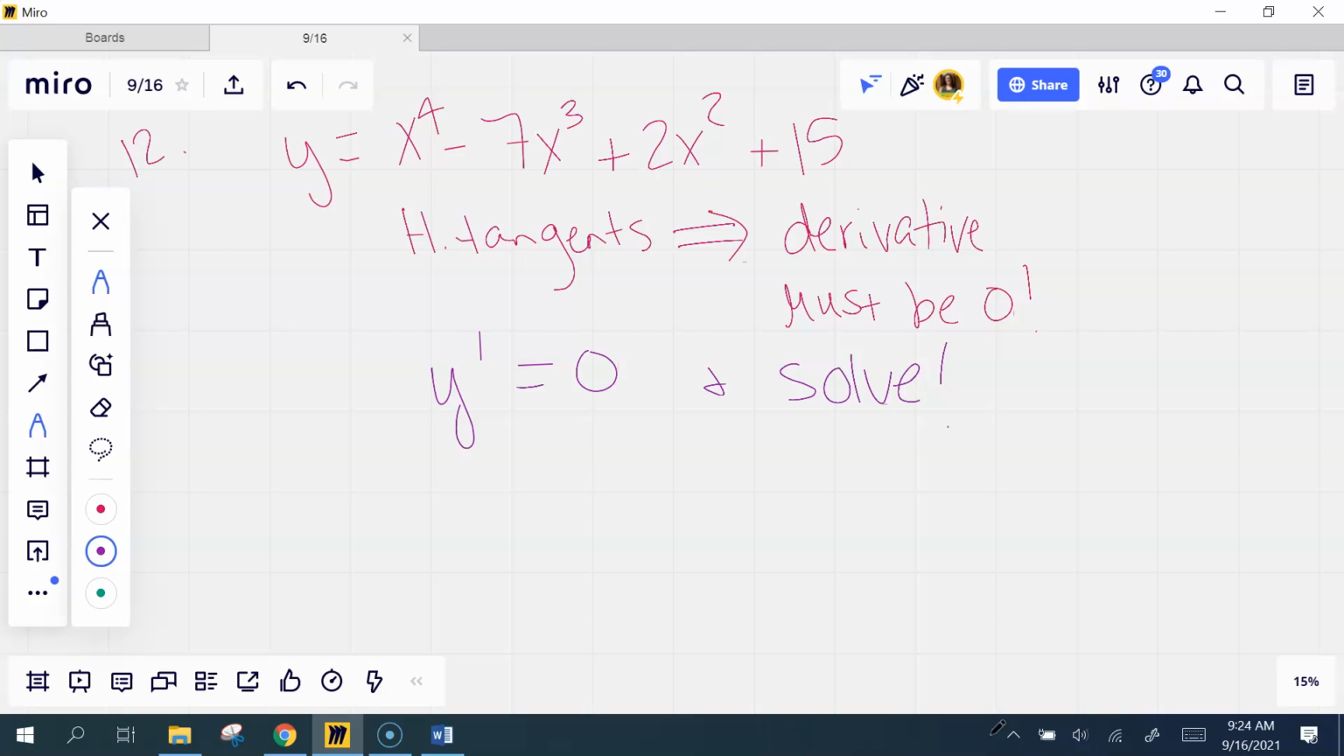How do you solve if you don't have all like terms? Well, your derivative, 4x cubed minus 21x squared plus 4x, if that equals 0, how do you solve that? I would start by taking a GCF out and then factoring. Take out x. Then you'll have a quadratic. Take out x, then take out 4.